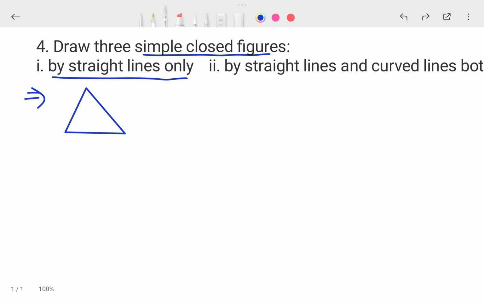Another one by a straight line. I take this straight line, this is a straight line, this is a straight line, this is a straight line. By using only these I made this. Another, I'm taking another straight line. Let's suppose one straight line, then one straight line, then one straight line, then one straight line. I made that. This is also a closed figure by a straight line.